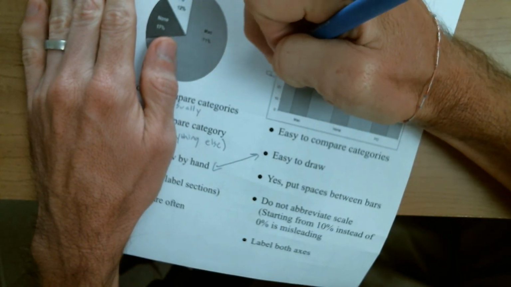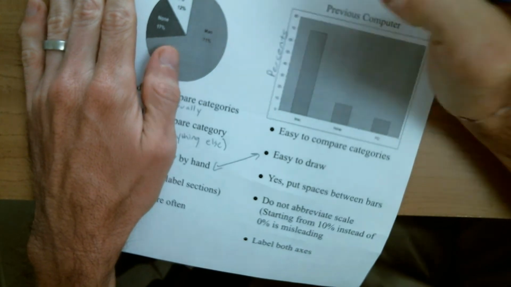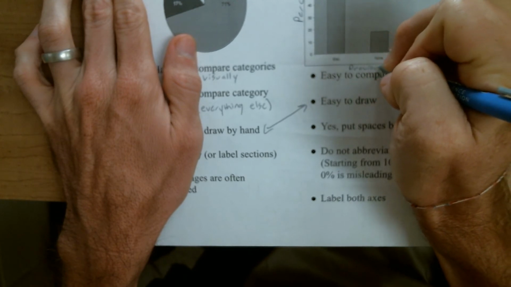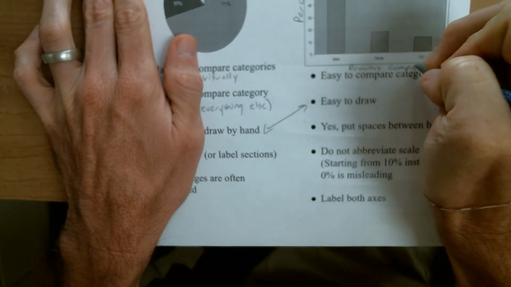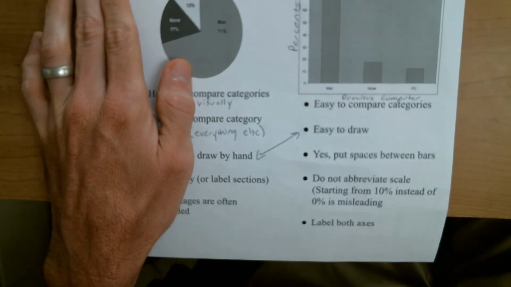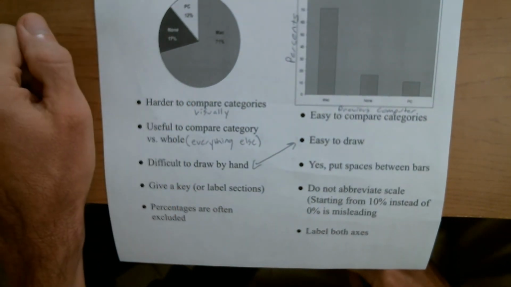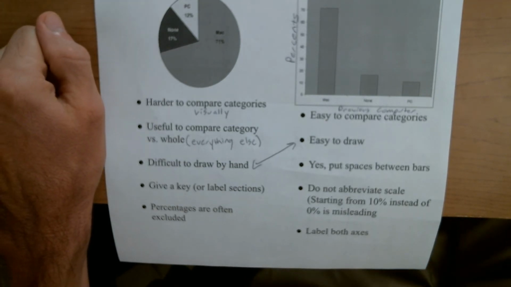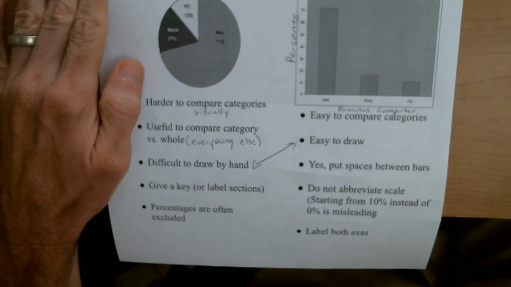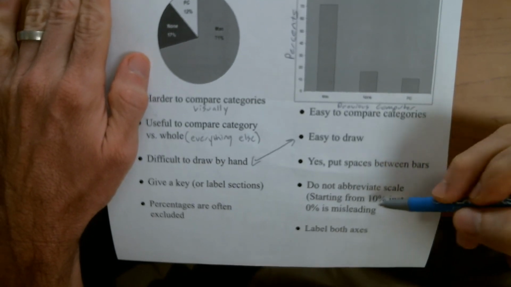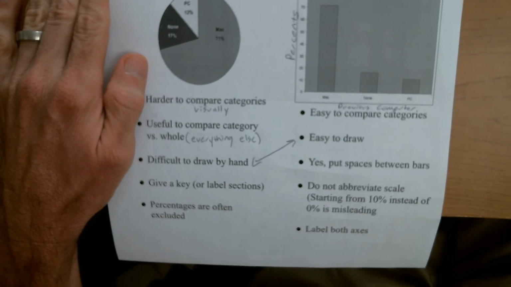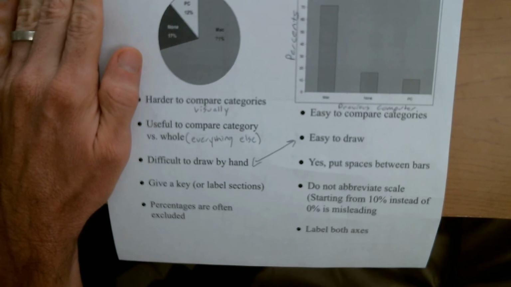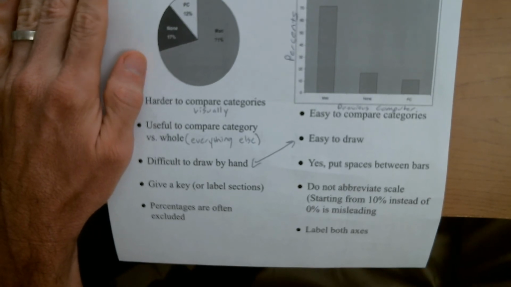So I could put percents here, and I could put the categories down here so that I actually know what I'm dealing with. And again, all of this stuff should be relatively obvious. You've been told how to make graphs before, but it's important to just be explicit about it so we don't take anything for granted. And then this one is probably the most important, and it says, do not abbreviate scale, aka starting from 10% instead of 0% is misleading.